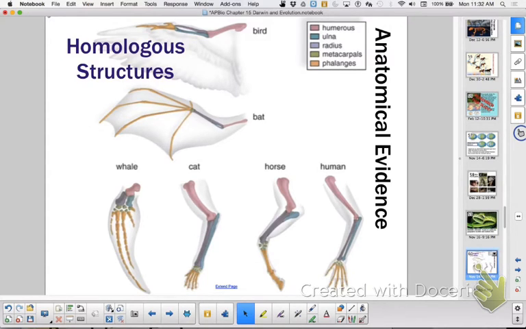So there are three pieces of anatomical evidence you want to be familiar with. The first one is homologous structures.